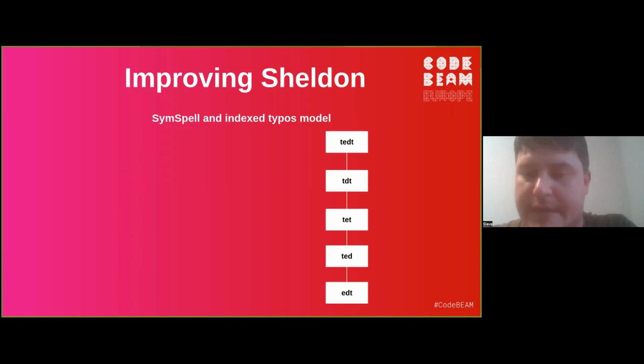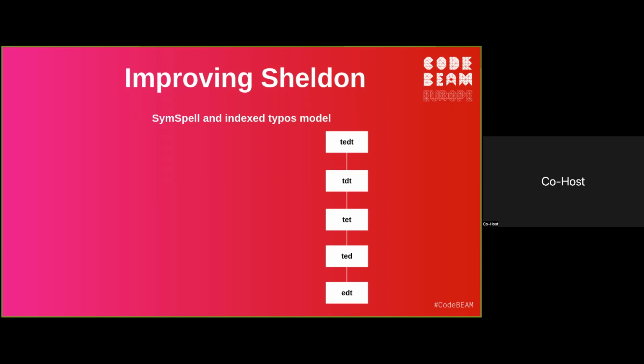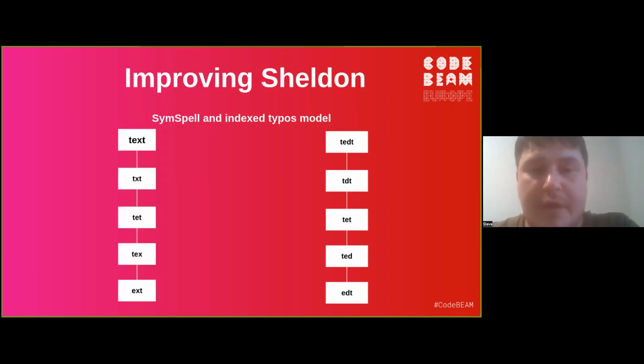Then we can get an incorrect word as an input, and this word will also have the indexed typos model approach applied, and other indexes will be generated, as you see. If we compare these two words and their indexes, we can see that one of the indexes is matched. So for this reason, for this incorrect word, we can say that text is a great candidate to provide to the user for changing the typos in the text.